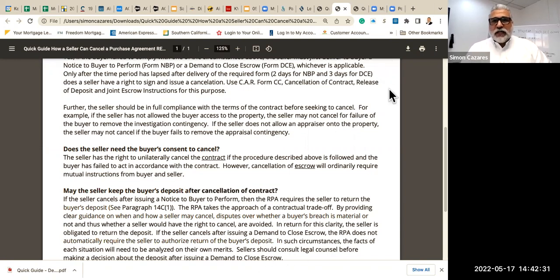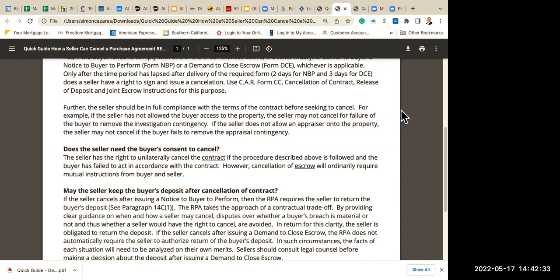We have a question by Charles. Yeah, I have a question. Is that the case even if in an addendum or a counter, they specifically state there will be no access allowed to the buyer?